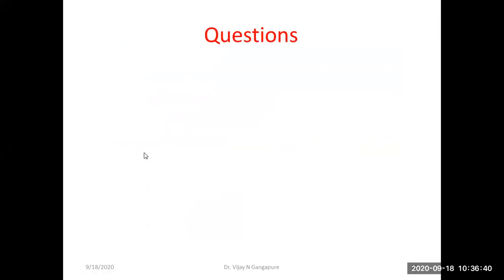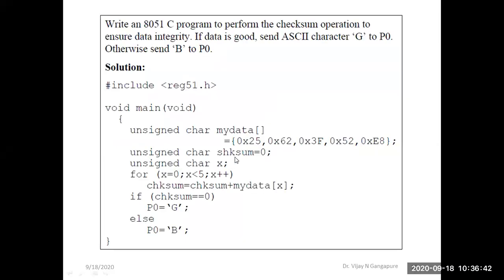Now see the remaining program. unsigned char chk sum is equal to 0. I'm declaring chk sum as an unsigned char type of variable, and I'm initializing it with value 0. Then I'm declaring one more variable x of the same type, that is unsigned char. Then a for loop is there: for x is equal to 0; x is less than 5; x plus plus.